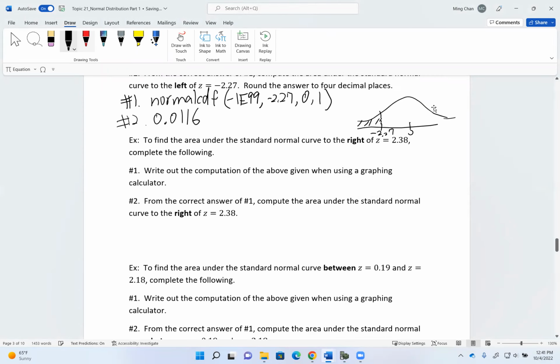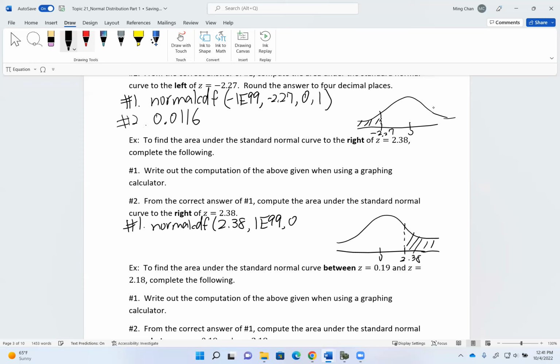All right, to find the area under the standard normal curve to the right of 2.38. So let's say 2.38 is here. I'm looking for the area to the right of it, so I have no upper bound. Starting at 2.38, I'm looking for the area to the right. So let's write out the computation. Normal CDF starting at 2.38, comma, no upper bound. This is going to infinity, 1E99, comma 0, comma 1.